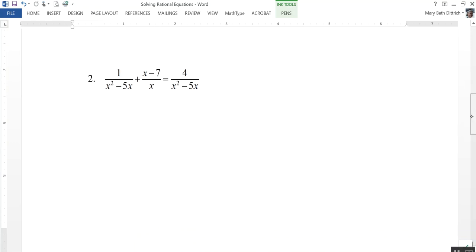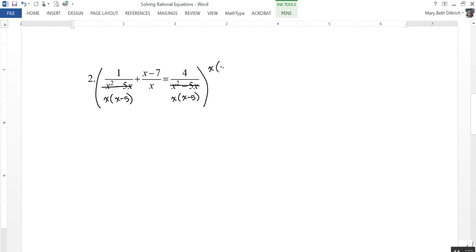Here we have 1 over (x squared minus 5x), plus (x minus 7) over x, equals 4 over (x squared minus 5x). So I'm going to go ahead and factor this denominator. This factors into x times (x minus 5), as does this one. And so I can see that one denominator is x times (x minus 5). My other denominator is x. This is the same as my first one.